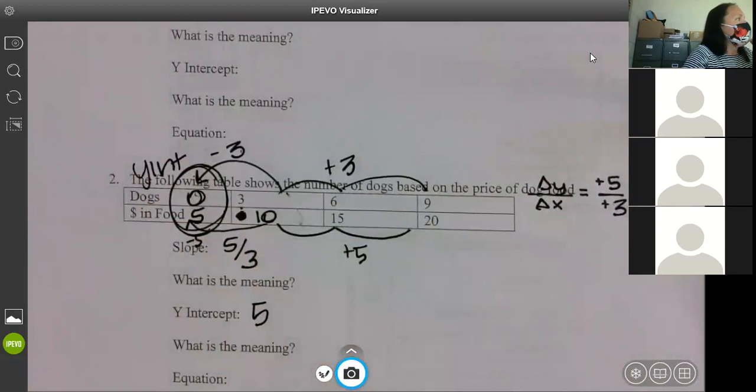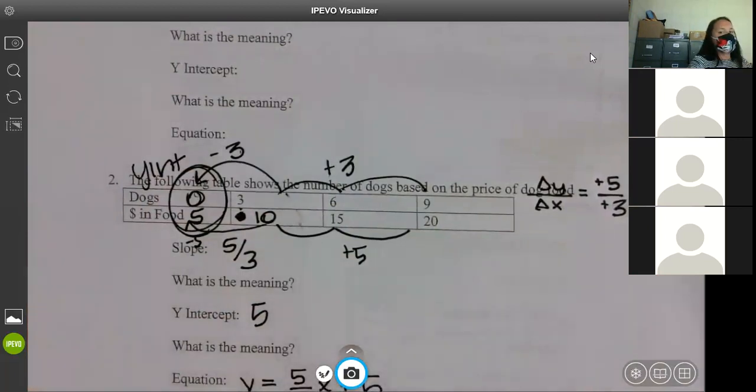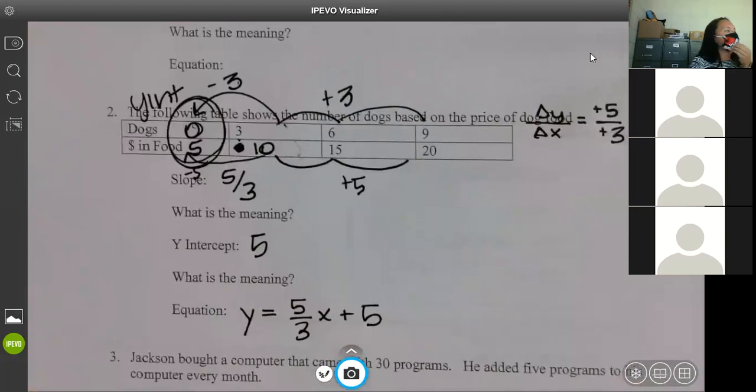So every time we look at a chart, wherever x is 0 is our y-intercept, and our y-intercept is the y value. Okay, so here's what it is. The slope is a little bit harder, so I'm going to look at the y-intercept for a minute. Remember when we graph and we have this equation? Y equals, our slope was 5/3 x plus 5. How do we graph this equation? That's exactly what it means.